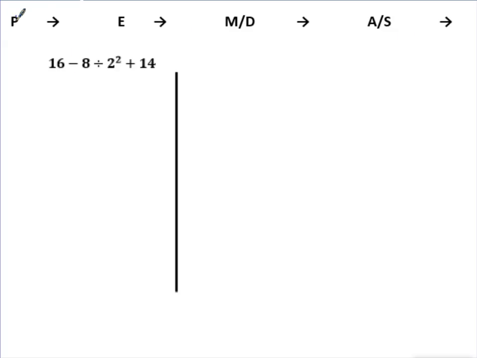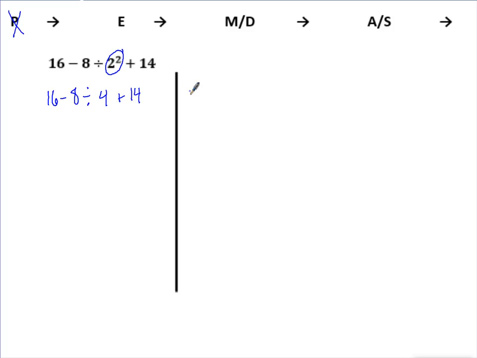So I'm going to start on the left and work my way down. P stands for parentheses. In this expression, there are no parentheses that have operations inside them, so that part is done. Now I go to E, which stands for exponents. I have an operation with exponents right here, so that is what I'm going to do first, 2 to the second power. Everything else is going to stay the same. 2 to the second power is 4. So this is my new expression.